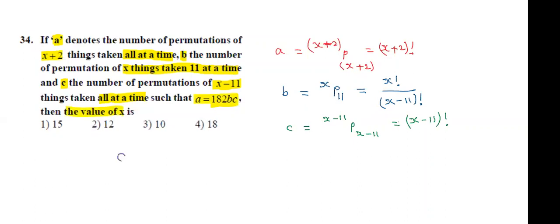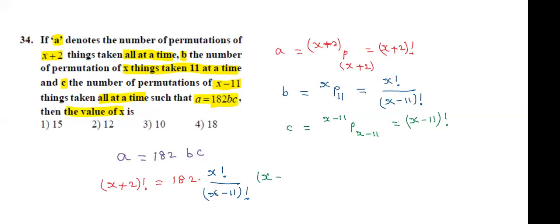so here observe that A is equal to 182 BC. This is the given condition. Substitute those A, B, C values here. What is A, students? x plus 2 factorial. That is equal to 182 into, what is B? B means x factorial by x minus 11 factorial, into C. C means x minus 11 factorial. Here observe that x minus 11 factorial cancels.